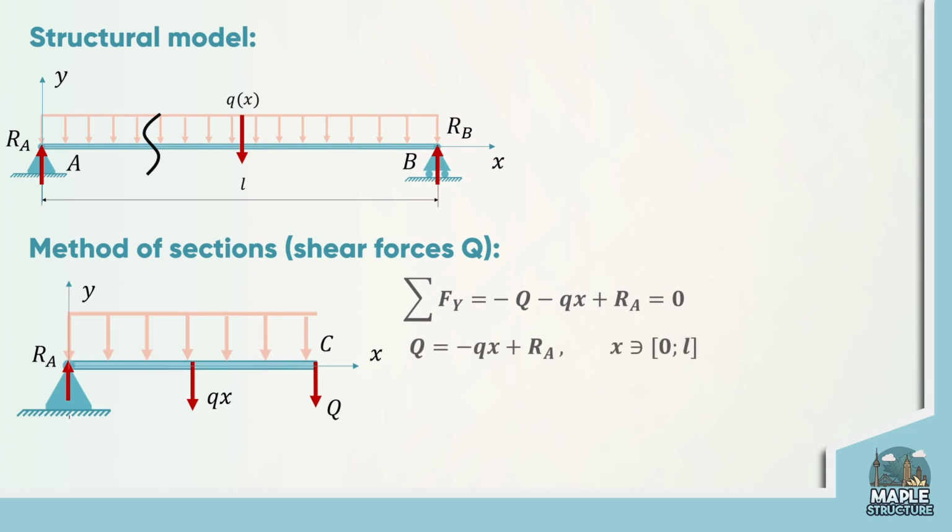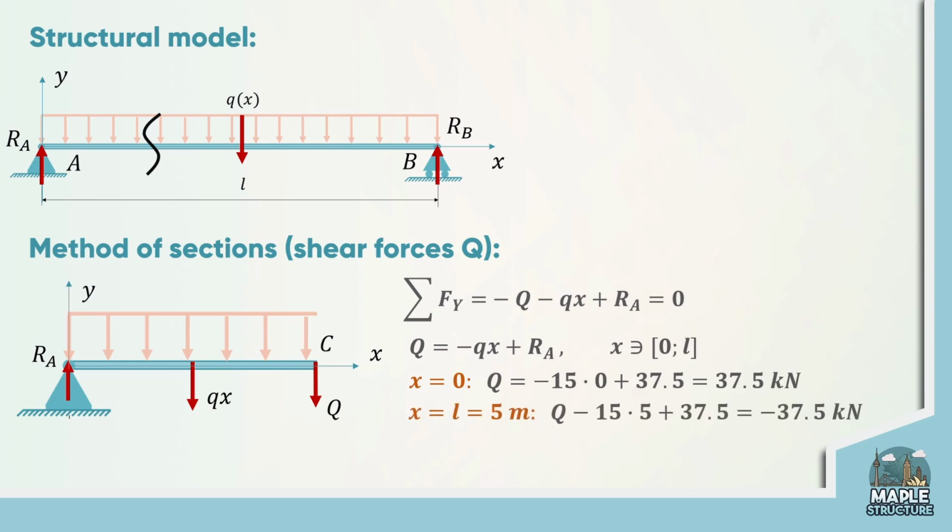As you can see, we have obtained a first degree equation with variable x, and to plot the final shear force diagram, I suggest evaluating it at the two extreme values of x, where x equals 0 and where x equals the full length of our beam. Then we can simply connect these 2 points with a straight line.